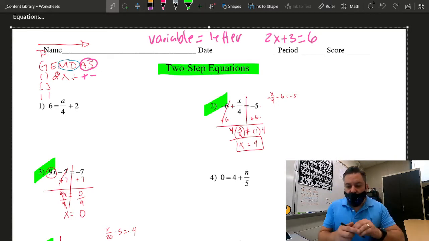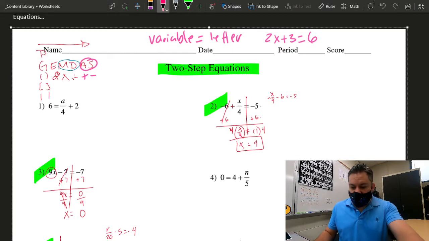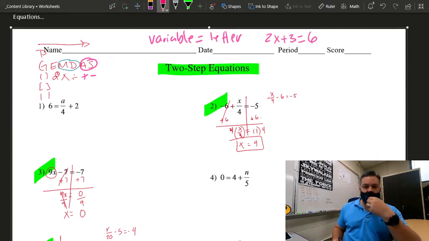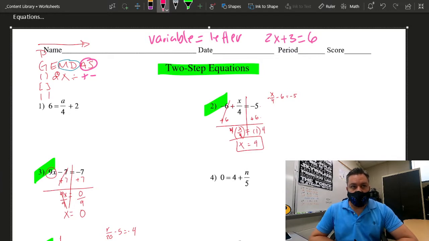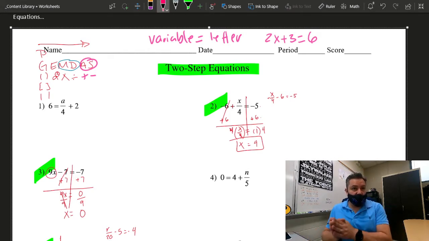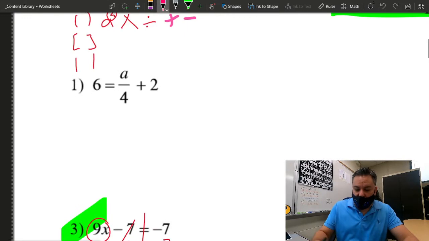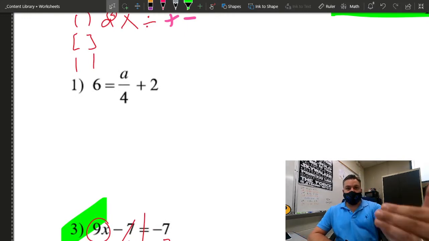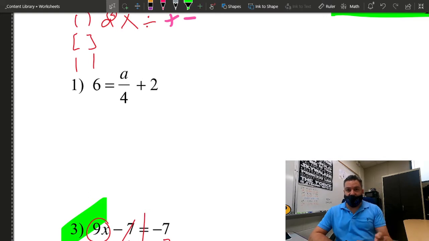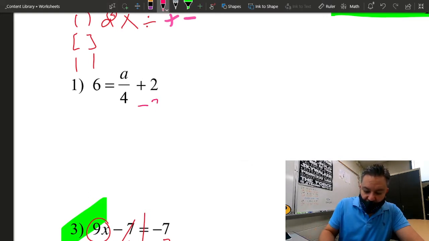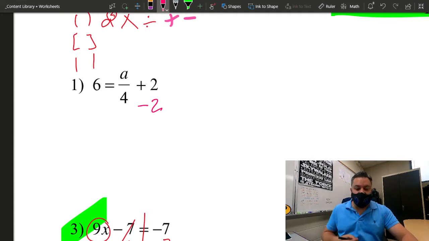So number one, we have 6 equals a over 4 plus 2. We got to get rid of the friends before the family. Like I said, the first step is to add or subtract, then multiply or divide. We're going to do the first step by doing the opposite of what's happening. So since we're adding 2, we're going to subtract 2. And what I do to one side, I have to do to the other side.